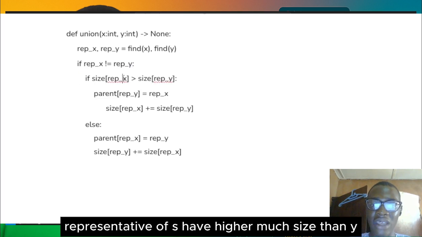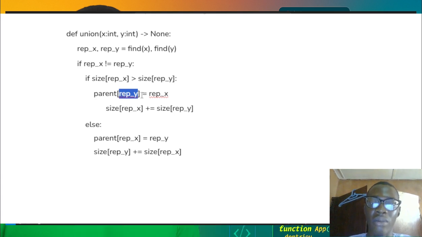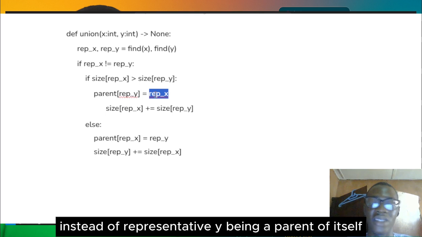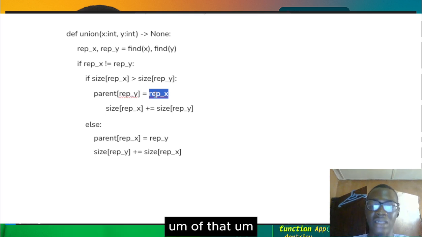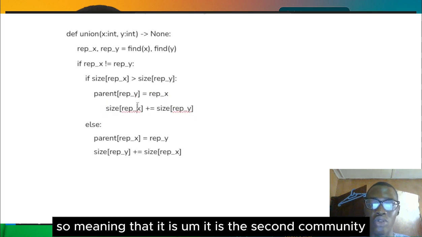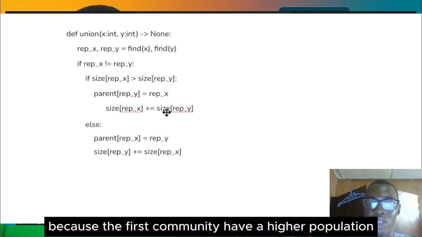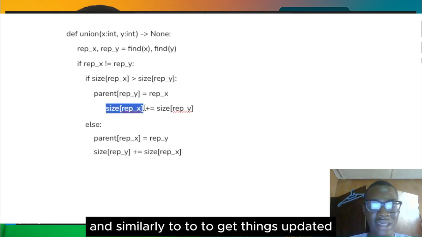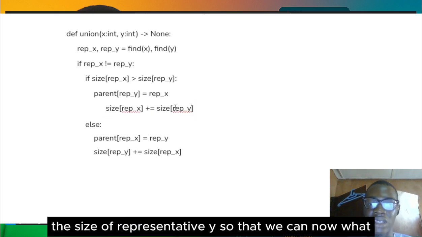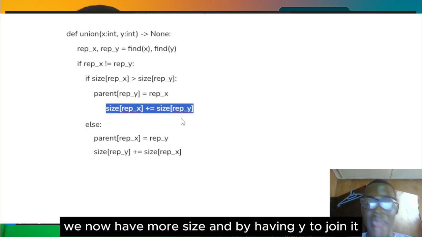So if the representative of X has a greater size than Y, then we change the parent of representative Y and set it to representative X, meaning that instead of representative Y being a parent of itself, the representative of that community, it now has a new parent, which is representative X. So it is the second community that meets the first community, because the first community has a higher population. Similarly, to get things updated, we add the size of representative Y to the size of representative X, because now it is a merged community, so representative X has more size by adding Y.